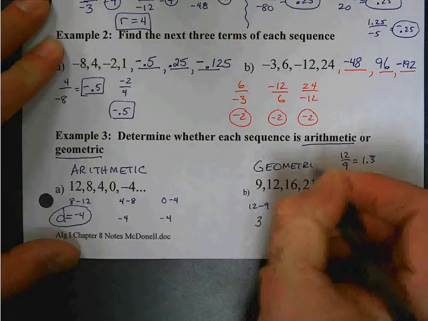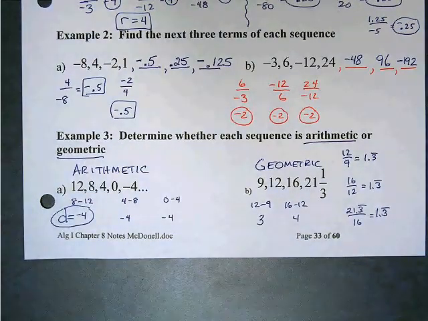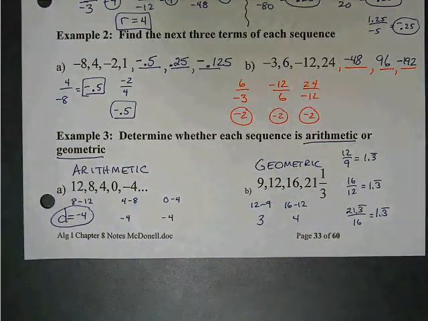Now, if I say prove it, what is your proof? How do you put this in words? How do you express why this is geometric? Put it in words for me. Go ahead, nice and loud. If you multiply 9 by 1.3 repeating, you'll get 12. If you multiply 12 by 1.3 repeating, you'll get 16. So if we consistently multiply by 1.3, we'll get the next number in the pattern? Yeah. Okay, that's one way to explain it.